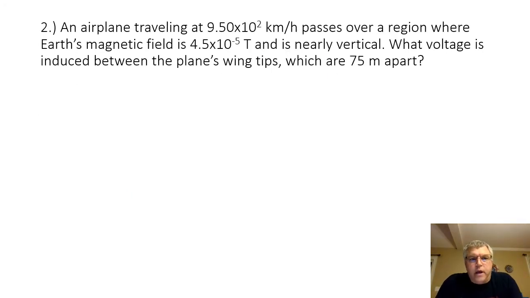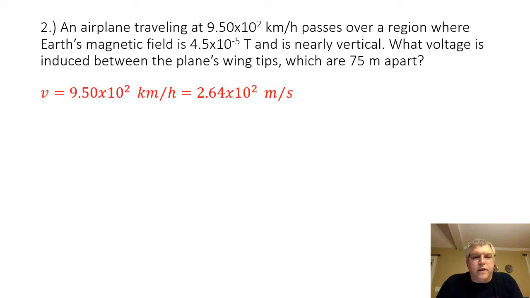Problem 2. An airplane traveling at 9.50 times 10 to the second kilometers per hour passes over a region where the Earth's magnetic field is 4.5 times 10 to the minus fifth Tesla and is nearly vertical. What voltage is induced between the plane's wingtips, which are 75 meters apart? Let's take a look and see what we're given for this one. We are given the velocity of the airplane, 9.50 times 10 to the second kilometers per hour. I do need to convert that to meters per second, and when I do, I have a value of 2.64 times 10 to the second meters per second.